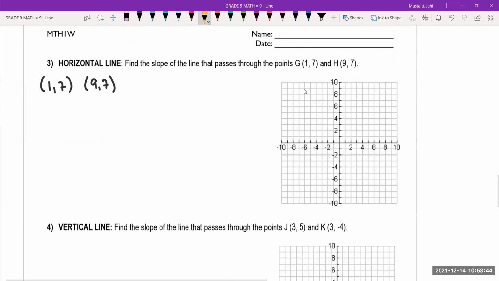The steps are the same. We label our x and y coordinates, x and y, x and y. And you call one of them the ones and the other one the twos. So I'm going to call these ones 1 and 1, and I'm going to call this 2 and 2.